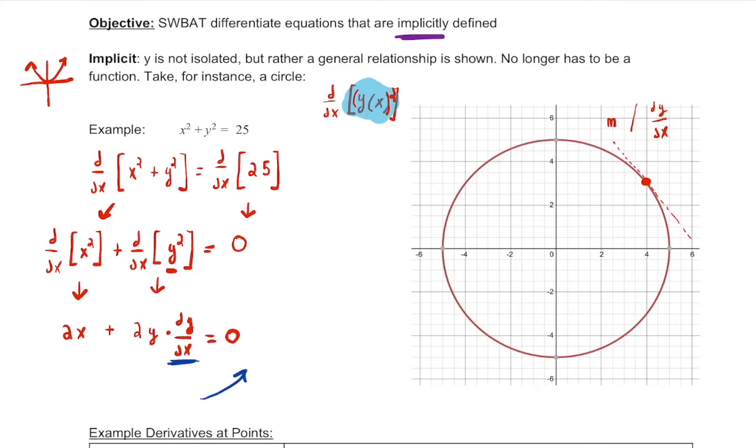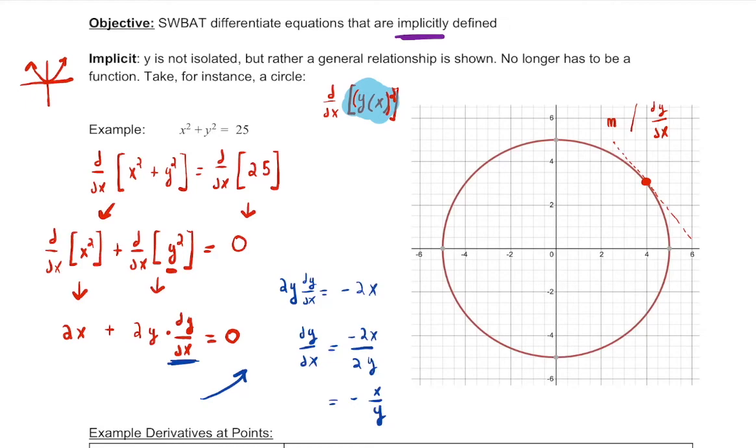In this case, the first step is you would subtract 2x from both sides. So you'd have 2y dy dx is equal to negative 2x. And so you'd solve this out, divide both sides by 2y, you'd have dy dx is negative 2x over 2y. You would have the derivative of y with respect to x is negative x over y.